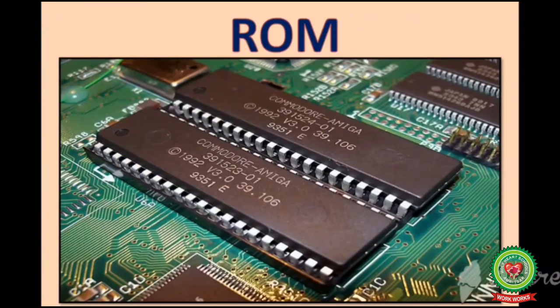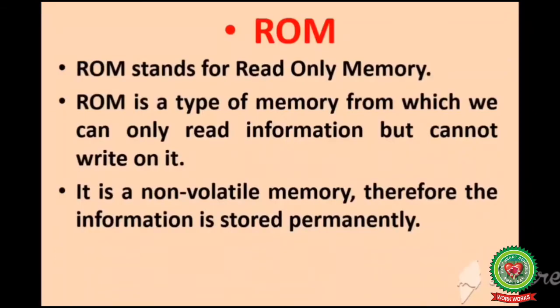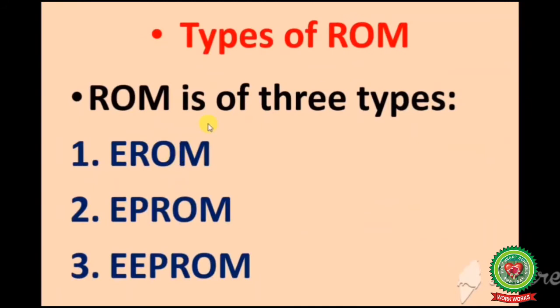The next is ROM. ROM stands for read-only memory. ROM is a type of memory from which we can only read information but cannot write on it. It is a non-volatile memory, which means if there is a power failure in your computer, the information stored in ROM will not be lost. Whenever you start your computer, that information will open in front of you. ROM is of three types, ROM, EPROM and EEPROM.